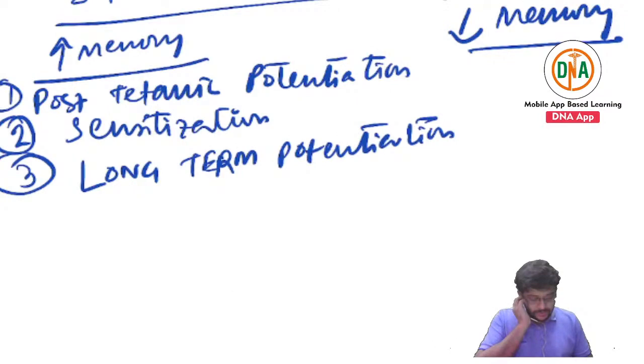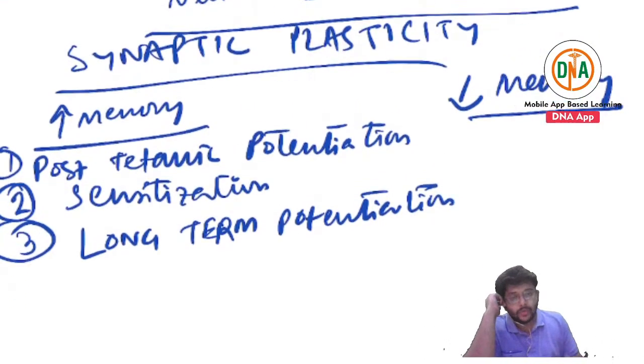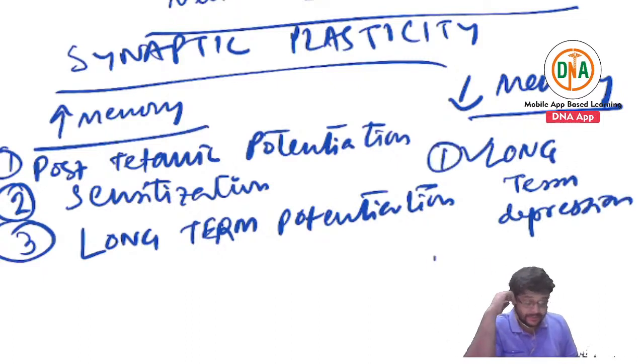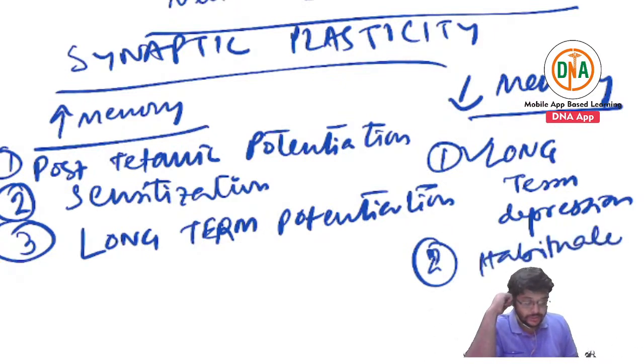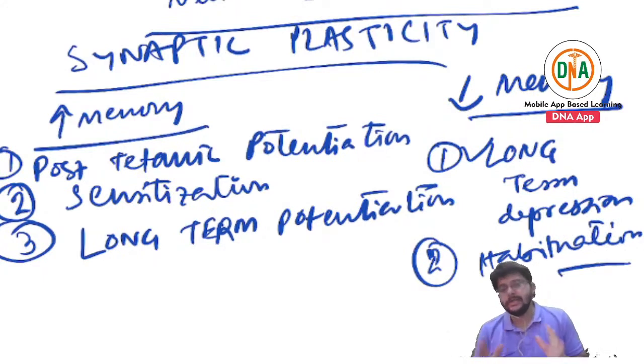Memory, I was discussing the synaptic plasticity. There are three ways by which synaptic plasticity increases memory. One is post-tetanic potentiation, the second is sensitization, and the third is long-term potentiation. And memory is decreased in two ways, basically. One is long-term depression, which decreases synaptic plasticity, and the second is habituation.